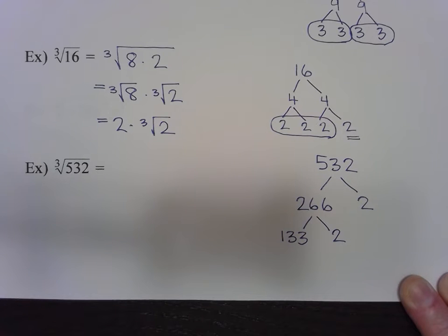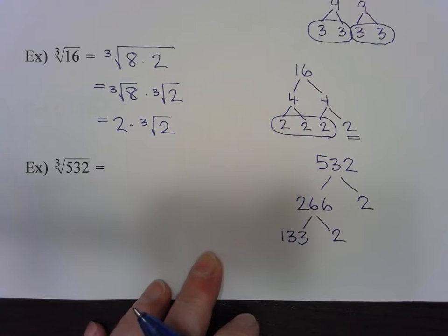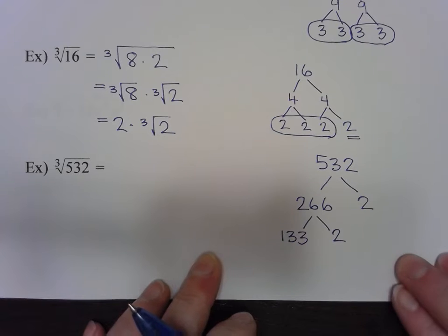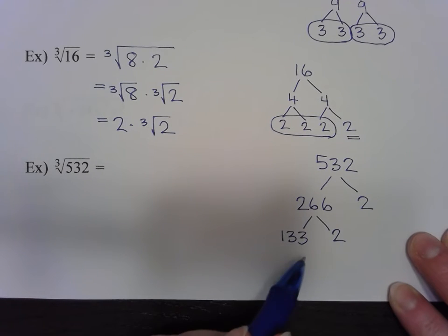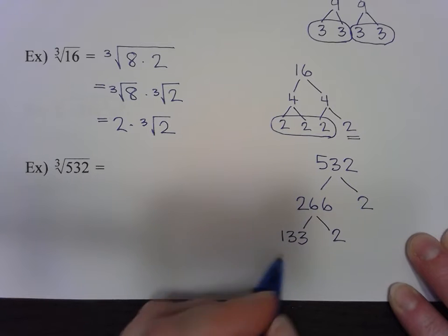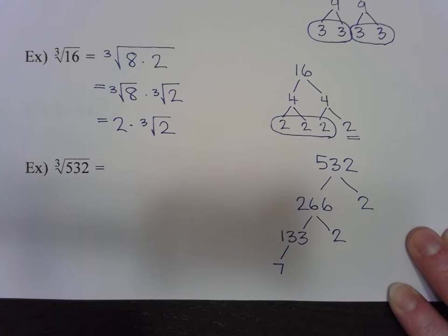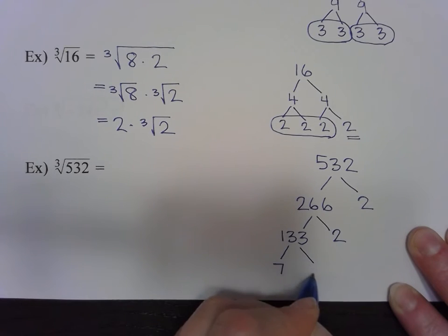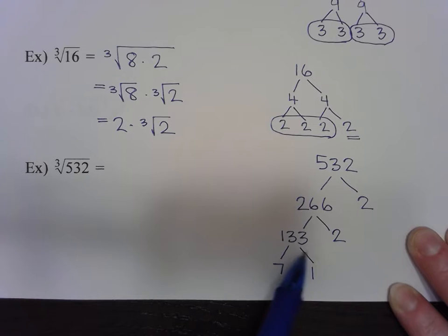Is 133 divisible by anything? I have no idea. It's not divisible by 2 because it's not even. It's not divisible by 3. 4 is not going to work. 5 is not going to work. 6 is not going to work. 7 is going to work. Okay, 7. 7 goes into 13 one time, right? 63. Okay. Those are both prime, so I know I can't go any further.